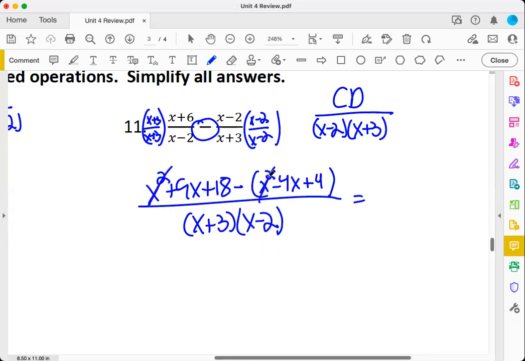That's incredible. The x squareds can cancel. Be careful now. You're subtracting negative 4x. So 9x plus 4x gets you 13x. 18 minus 4 is 14.